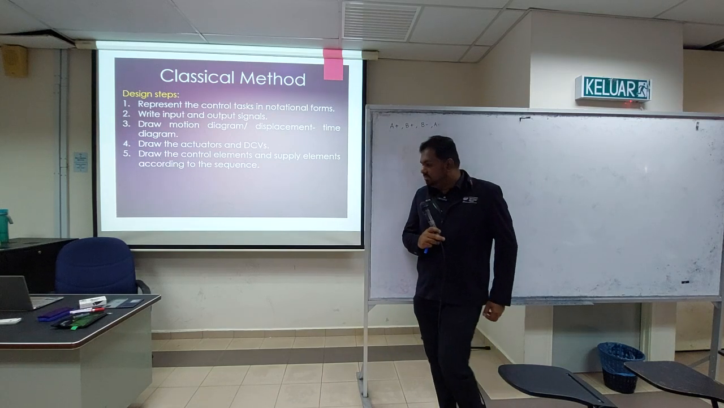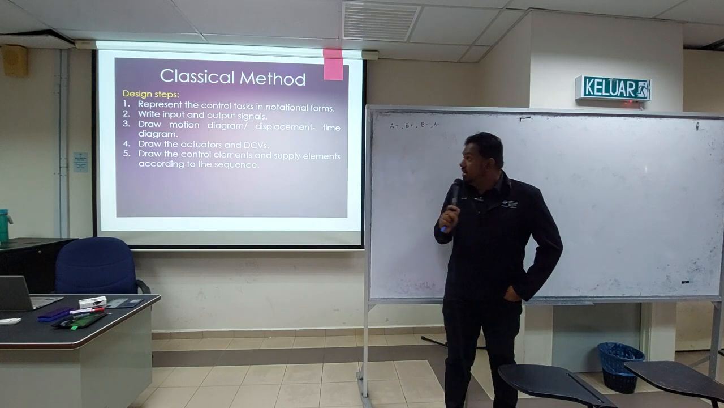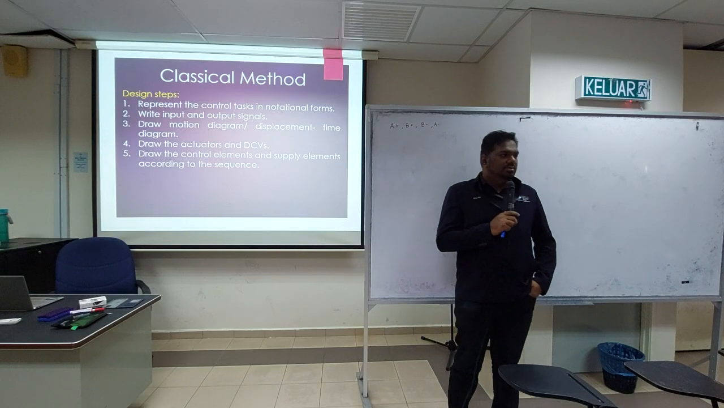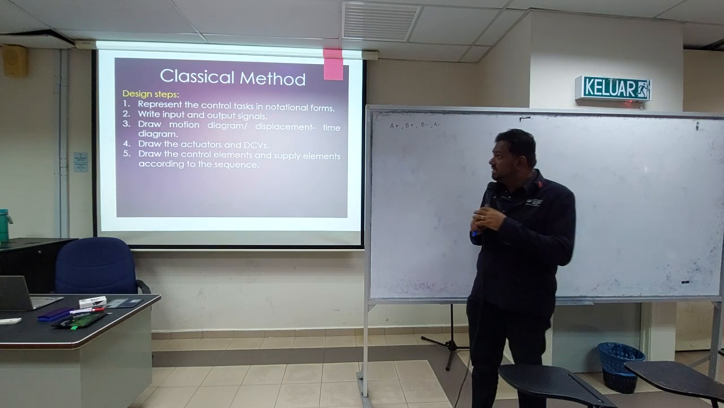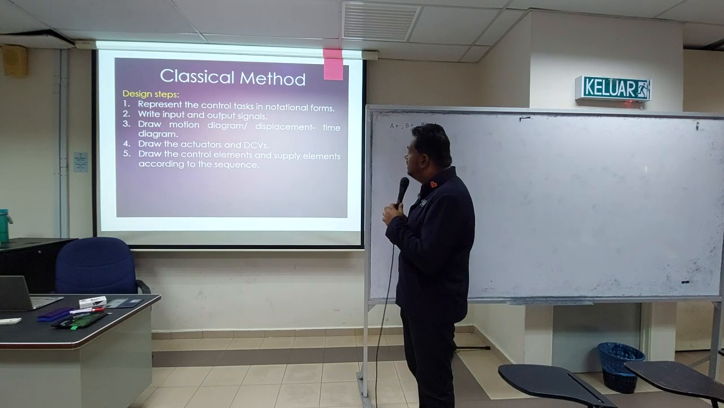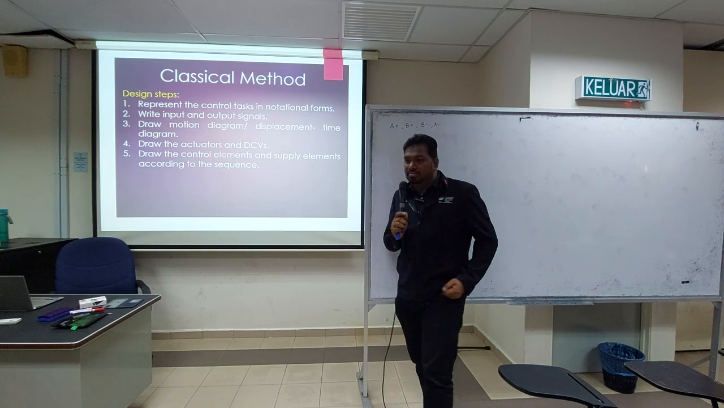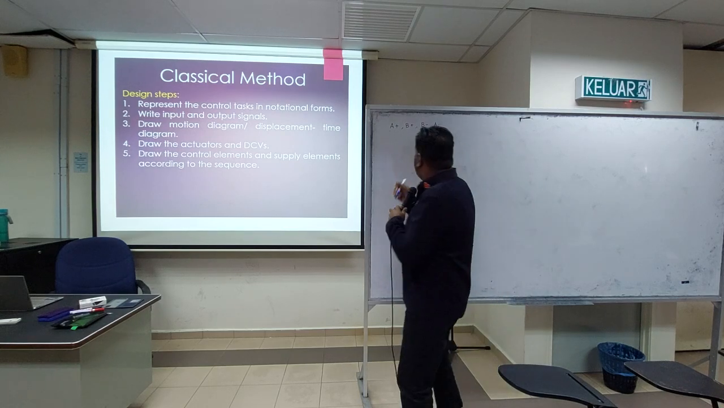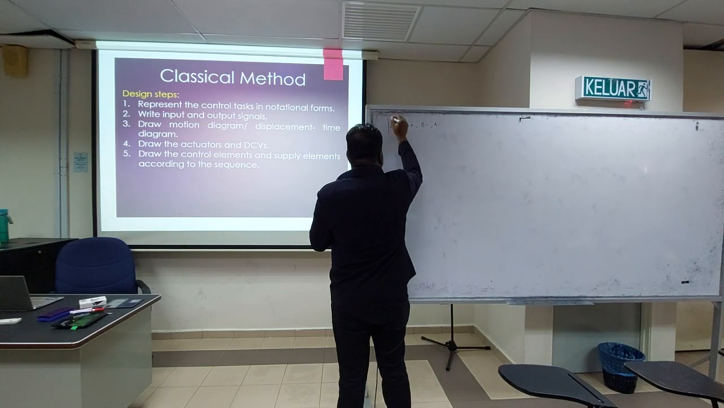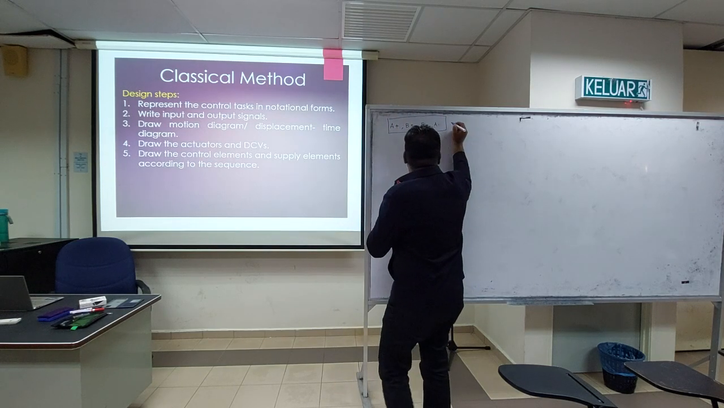Okay, so design step. So design step untuk classical method, so ada 5. Okay, so you just follow these 5 steps. Okay, so you need to remember these 5 steps. Okay, the first one, represent the control task in notation form. Okay, apa itu notation form? Okay, so yang ni saya letak asing lah. Okay, so this is your sequence.